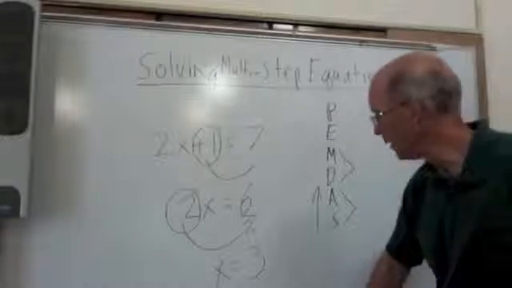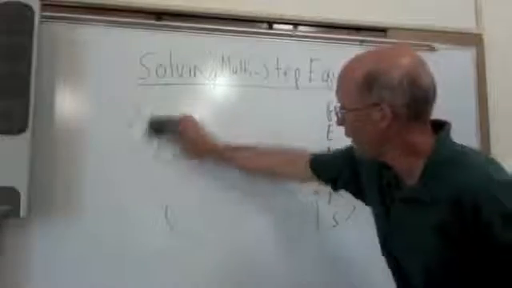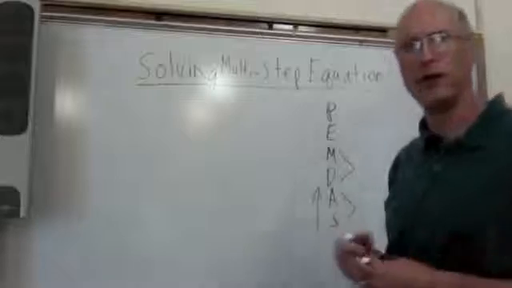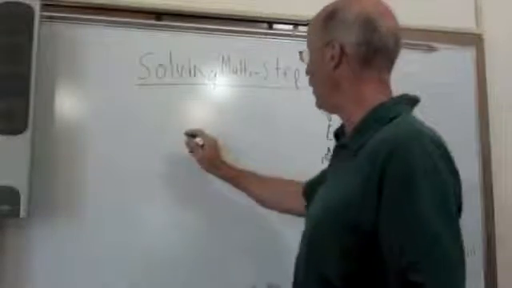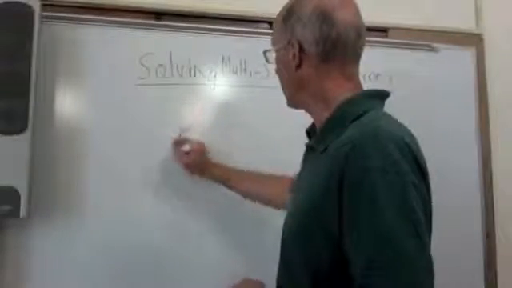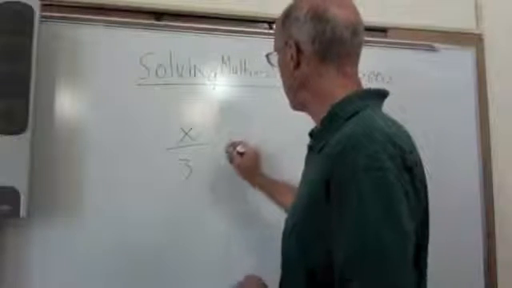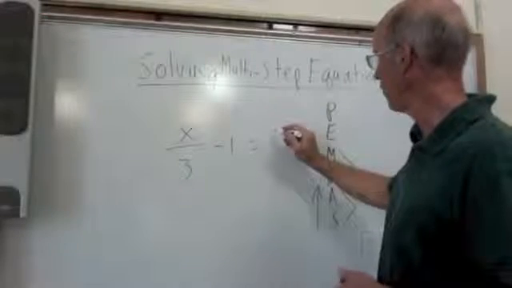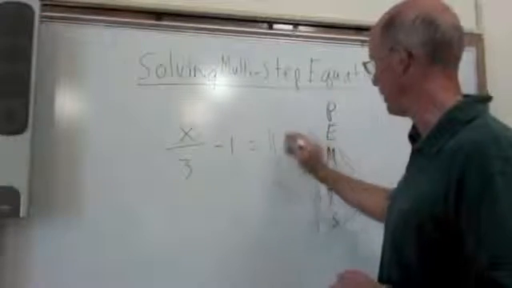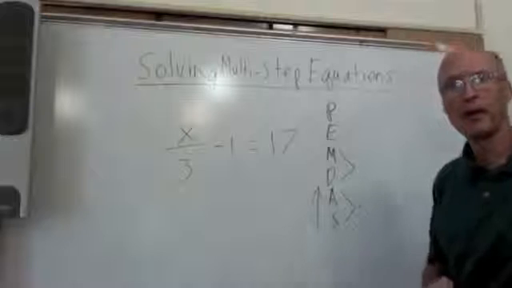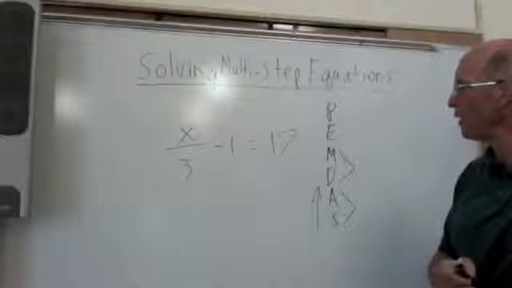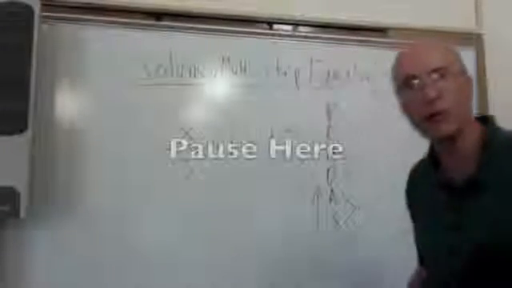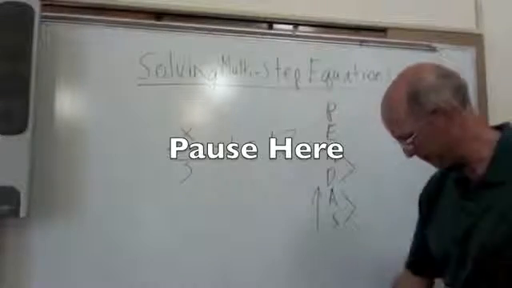Let's try one, and I'll wait for a moment, and you guys can do it there in the comfort of wherever you are in video land. Okay, so x divided by 3 minus 1 equals 17. How about that? X divided by 3 minus 1 equals 17. Try it, and I'll go back to the Rubik's Cube for a little bit.